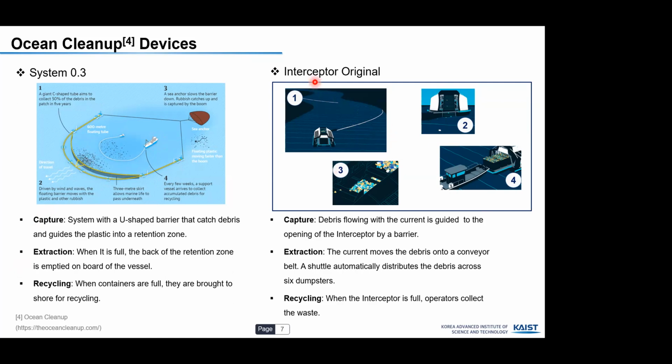The second one is called the Interceptor Original, so it's kind of the same concept. Debris flows with the current and gets to the opening of the interceptor through a barrier that is right here. Then the current moves the debris onto a conveyor that is here, and the shuttle automatically distributes the debris across 6 dumpsters, and this is one of the dumpsters here. When the interceptor is full, an operator collects the rest.